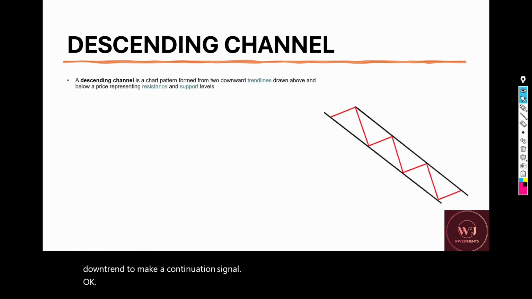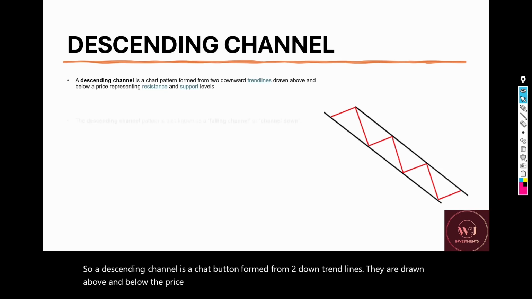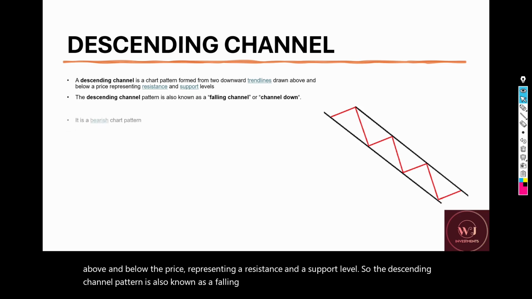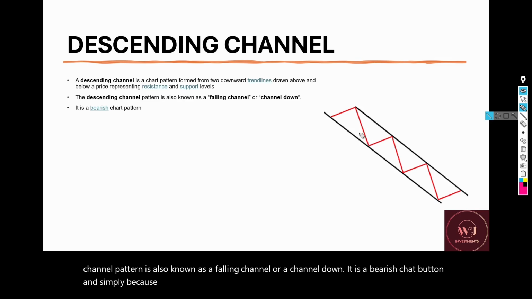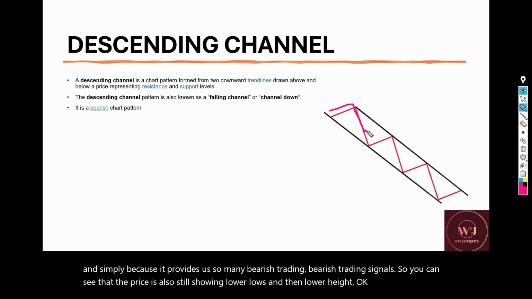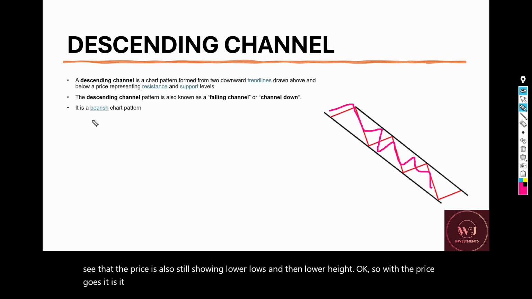So a descending channel is a chart pattern formed from two downtrend lines. They are drawn above and below the price, representing a resistance and a support level. The descending channel pattern is also known as a falling channel or a channel down. It is a bearish chart pattern simply because it provides so many bearish trading signals. You can see that the price is still showing lower lows and lower highs. As the price goes, it keeps on reducing. That's why we consider it a bearish pattern.